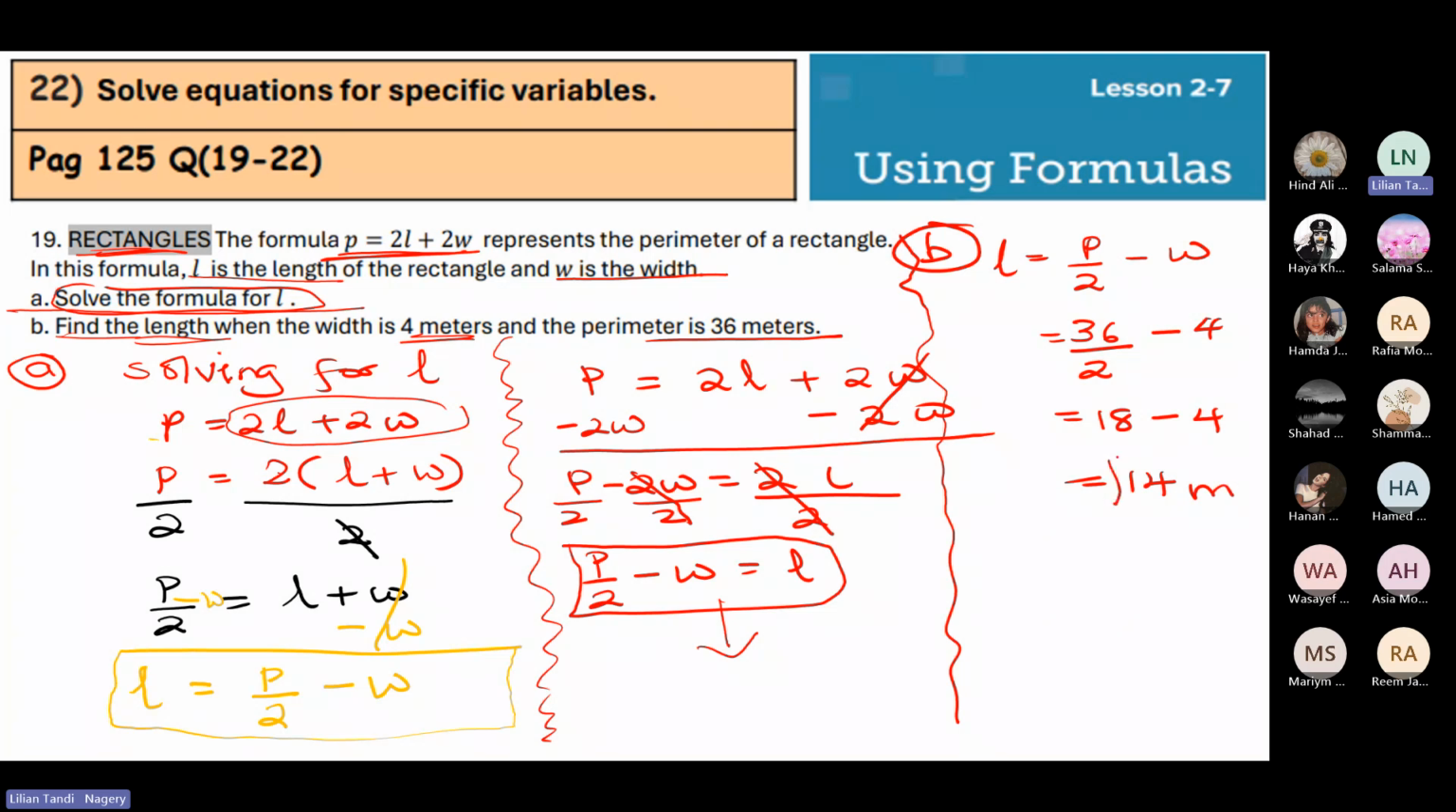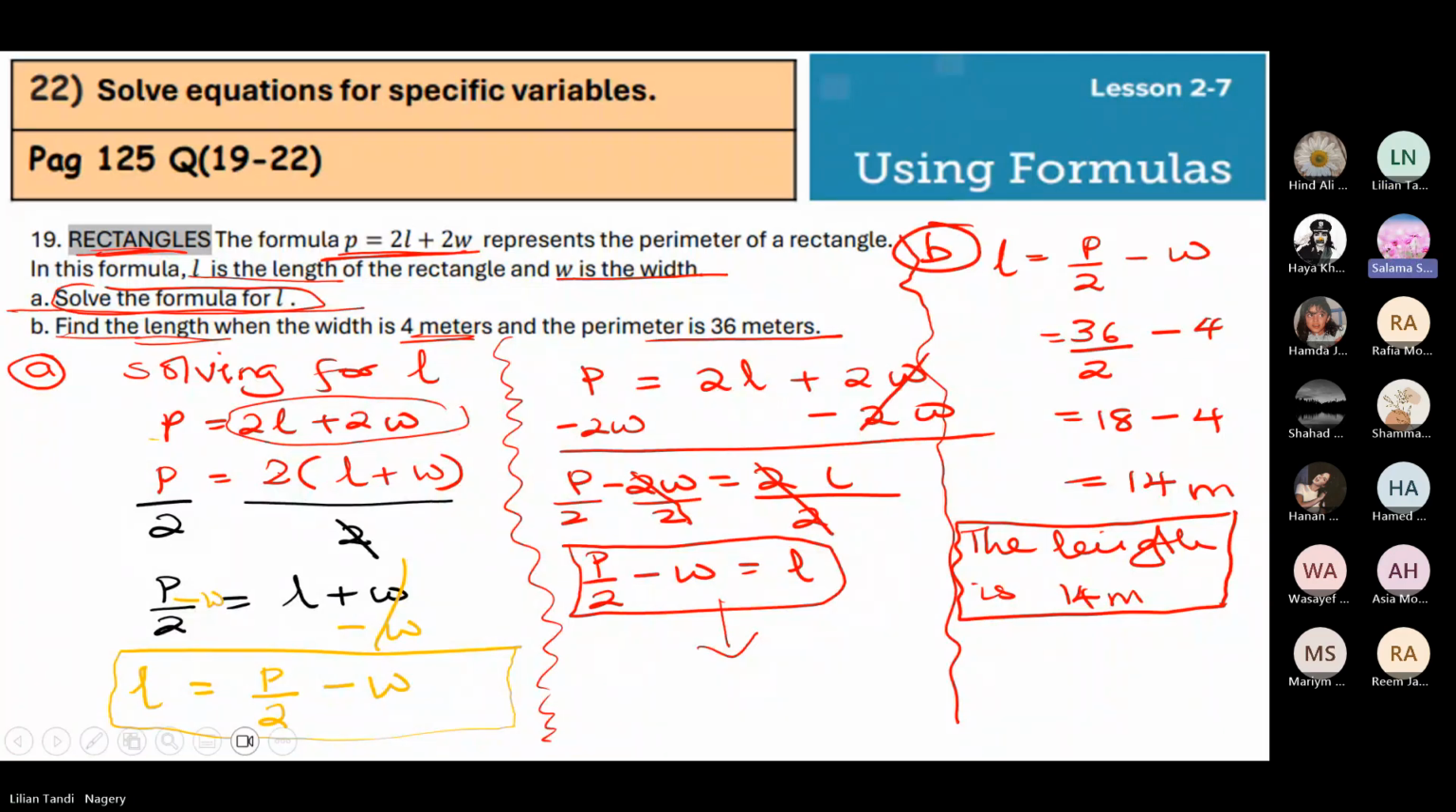And I box it, no, this is not my answer. I need to write a sentence. The length is 14 meters. Remember, this is writing, so you have to answer in a complete sentence.